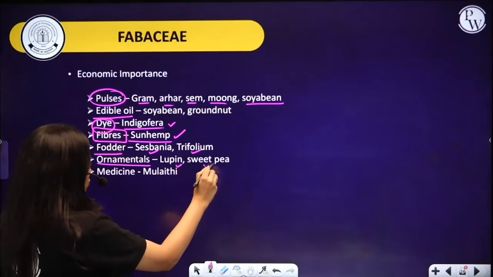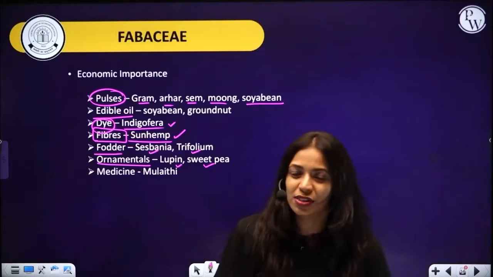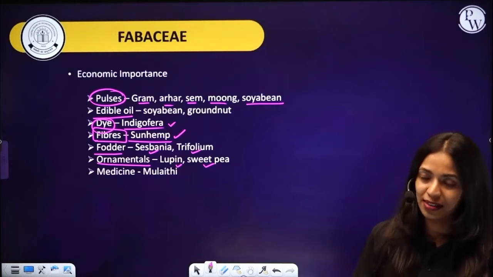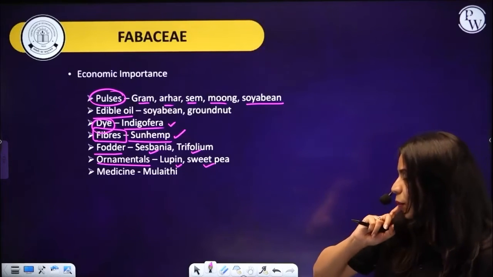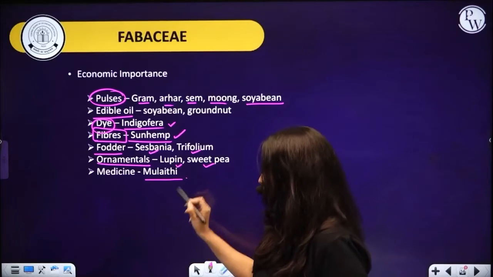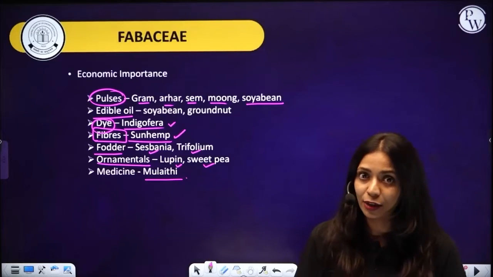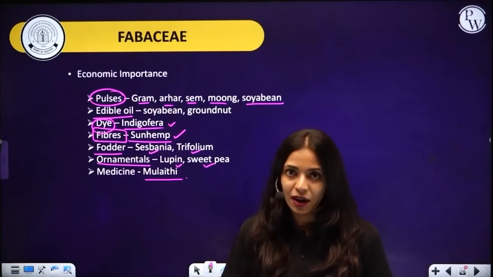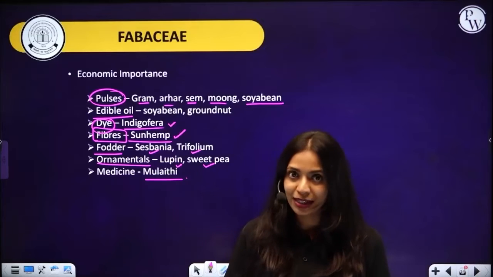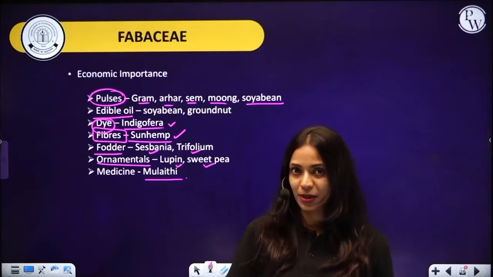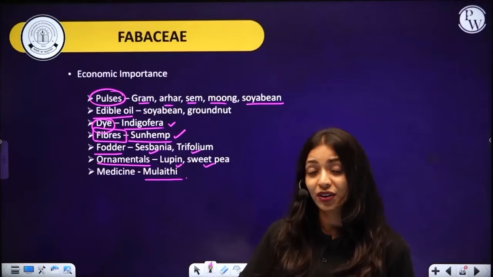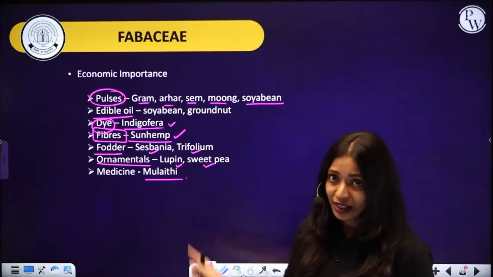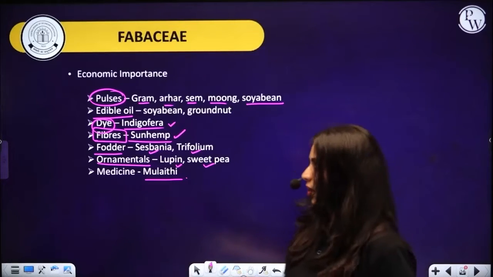Plants such as lupin and sweet pea are used as ornamentals because their flowers are very pretty looking. Like I already said, the petals are shaped like butterflies, right? So therefore, they are used as ornamental plants. Mulethi is a plant that has medicinal value. It is used as medicine. So these are some of the plants which are commercially important, economically important, and belonging to family Fabaceae. It's very, very essential that you remember all of these names, okay? So you have to memorize the different examples that are given here, okay?